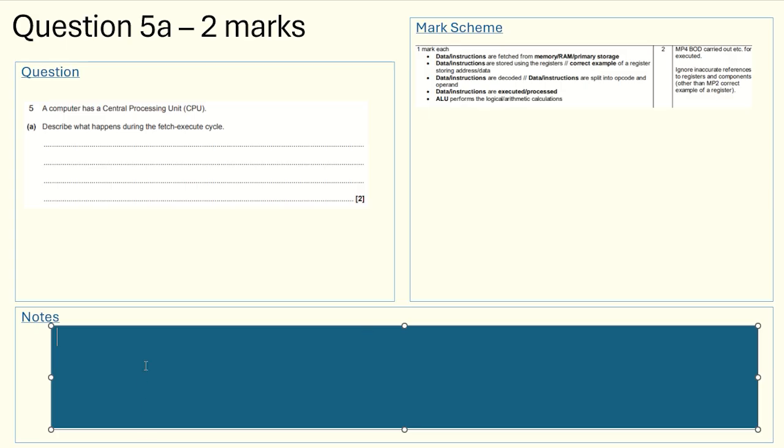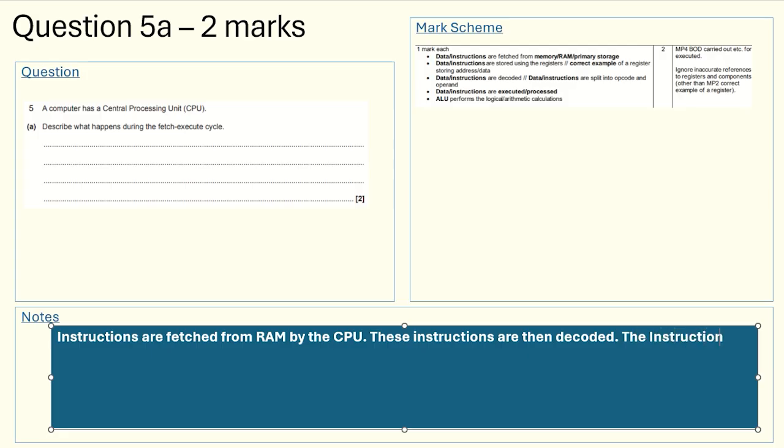All we need to do is state that instructions are fetched from RAM, or main memory, or primary storage. Okay, that's 1 mark. Instructions are fetched from RAM. We could say by the CPU. These instructions are then decoded. That's 2 marks. The instructions are then executed.